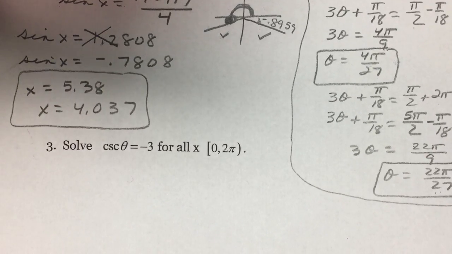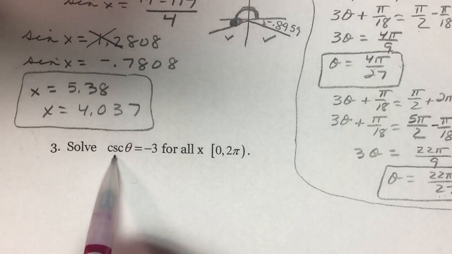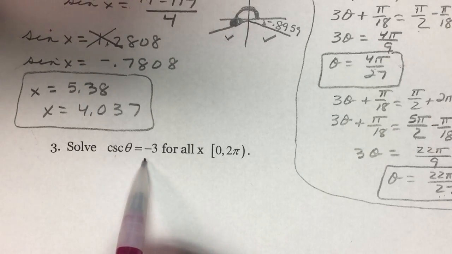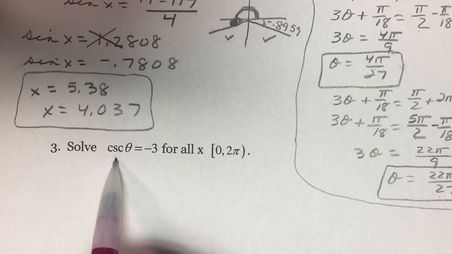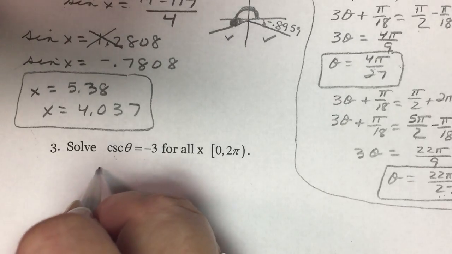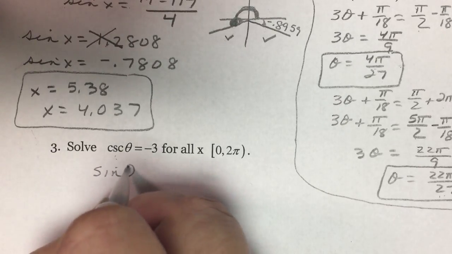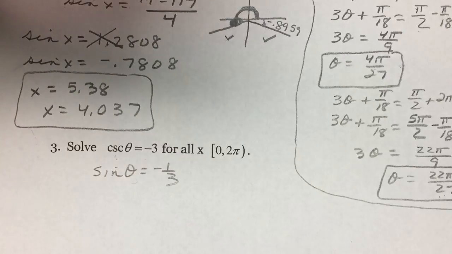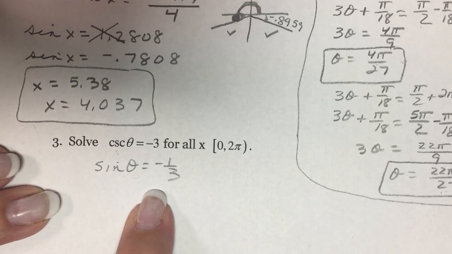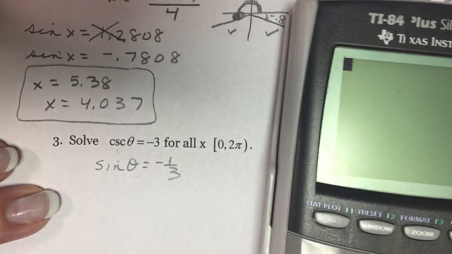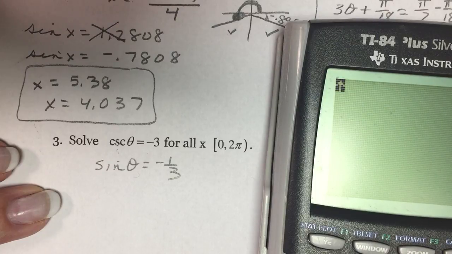All right, let's look at number 3. If I want to solve this with the cosecant thing going on there, so that's a problem. So what I would do is I would change this to sine theta equals negative 1/3. So you just take the reciprocal of both sides, basically. Now, since this isn't one of our special angles, we're going to have to use our calculator. And it would be inverse sine. What angle has a sine of negative 1 divided by 3?